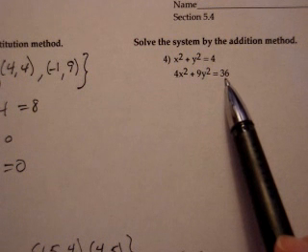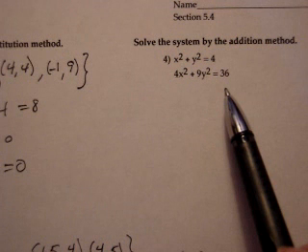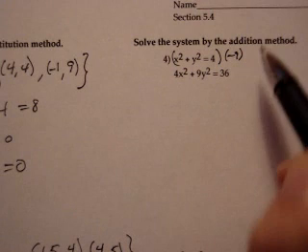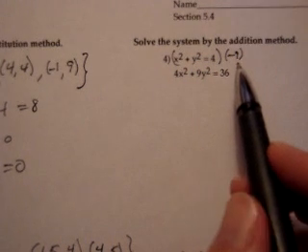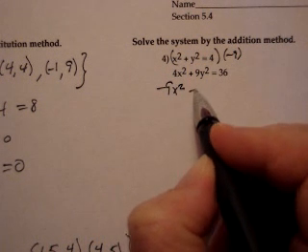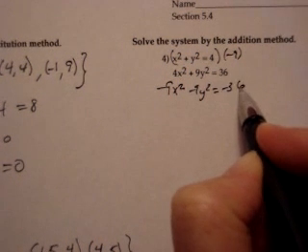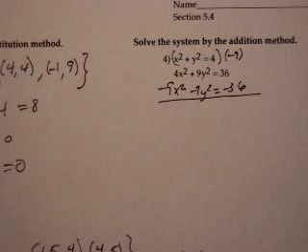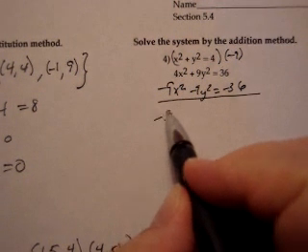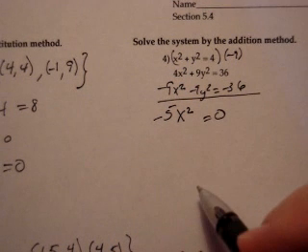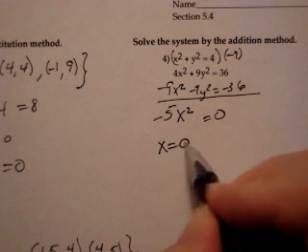So what I'm going to do is multiply the first equation by -9. So let's write that underneath my second equation. If I multiply by -9, I will get -9x squared minus 9y squared is equal to -36. Is that right? Apparently it is. So when I eliminate, I'm going to have -5x squared, the y's are eliminated, equals 0. Well, that's easy. I get that x equals 0.